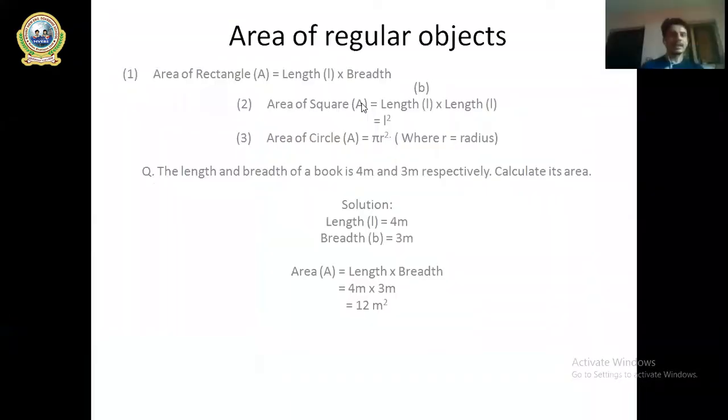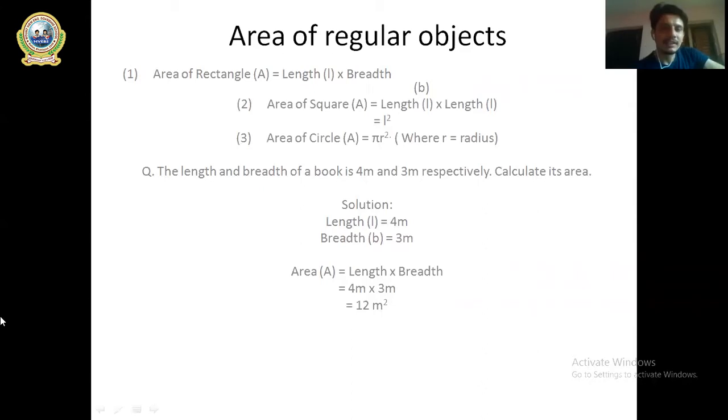Now let me share the screen so you all will look on the screen. So area of regular bodies, you can see on the screen there. How do you calculate area of regular body? As I told you earlier, those bodies which have a defined shape, or which appear in a defined structure, such bodies are called regular body.